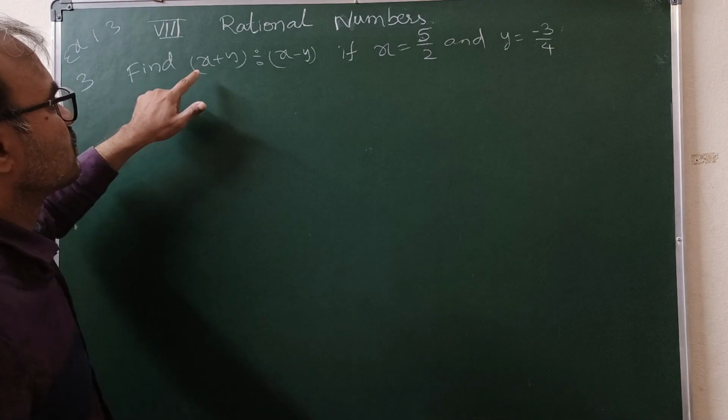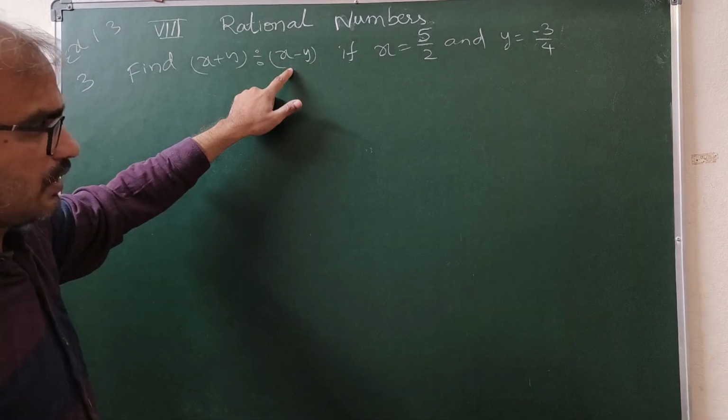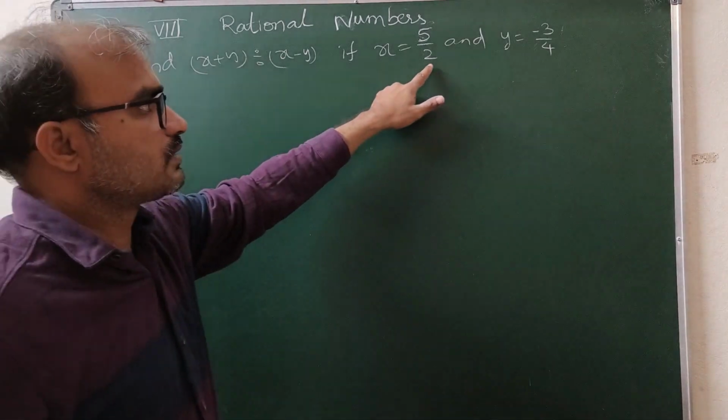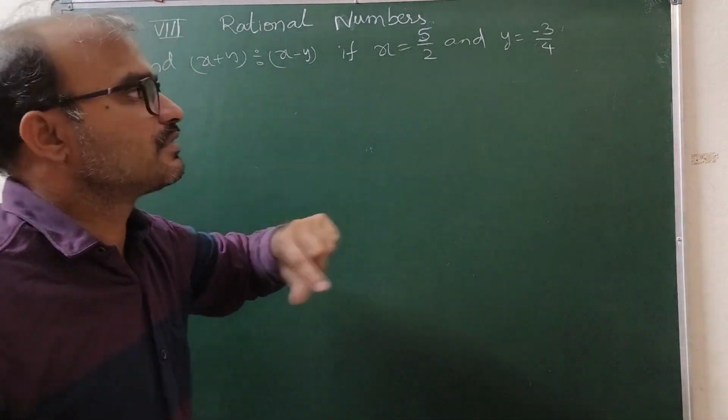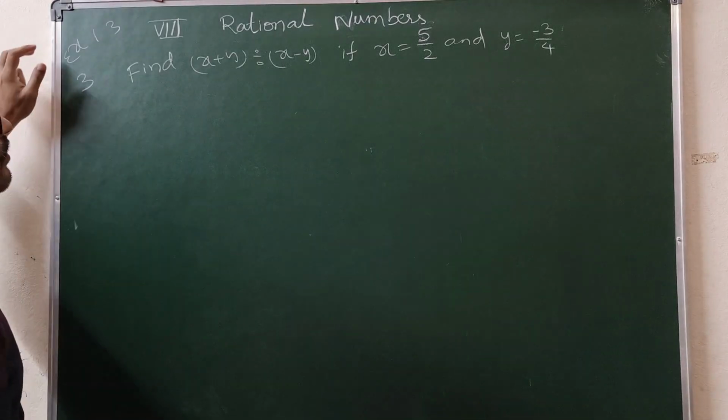The question says: find (x plus y) divided by (x minus y), if x is equal to 5 by 2 and y is equal to minus 3 by 4.